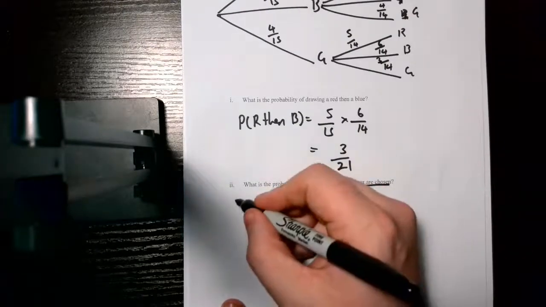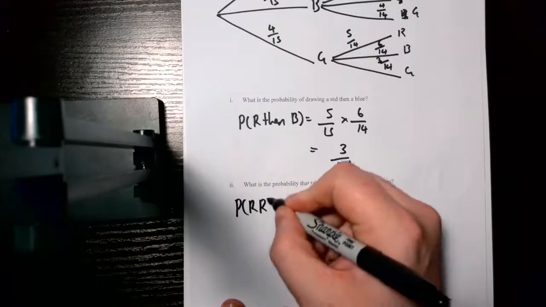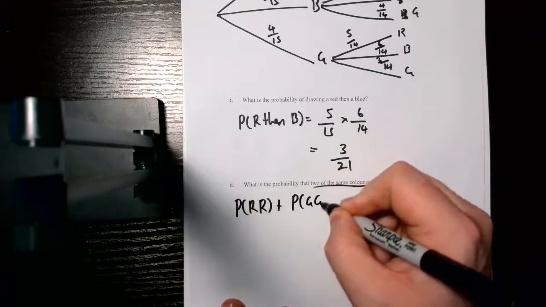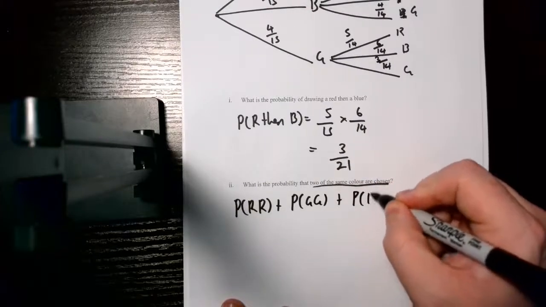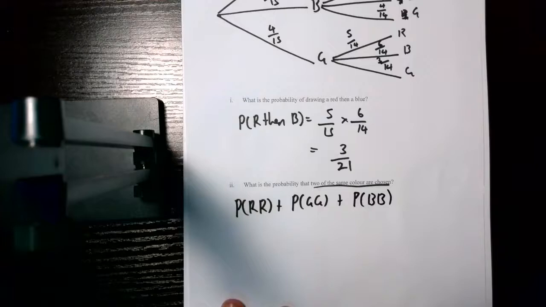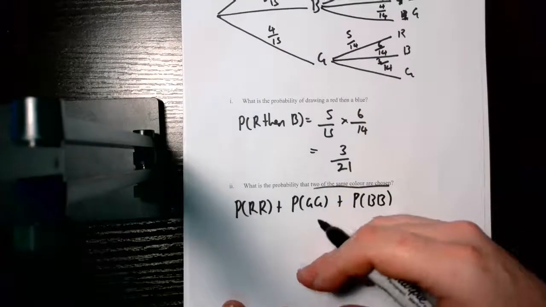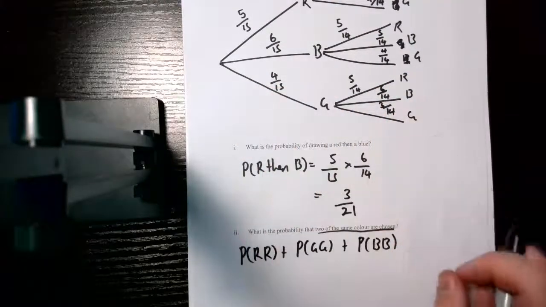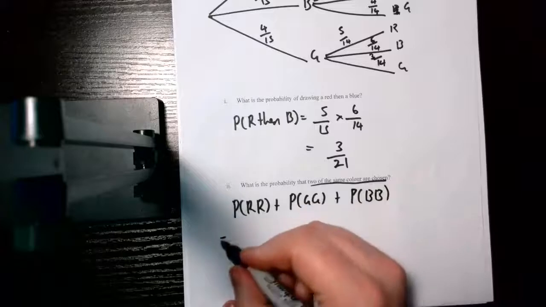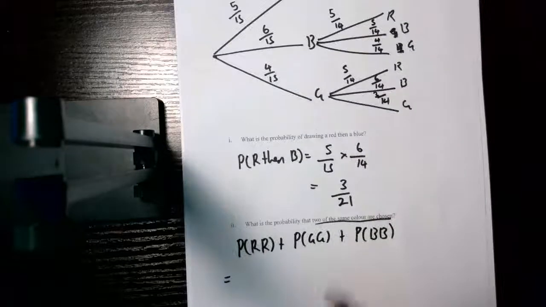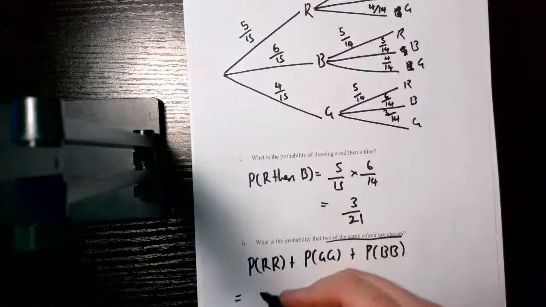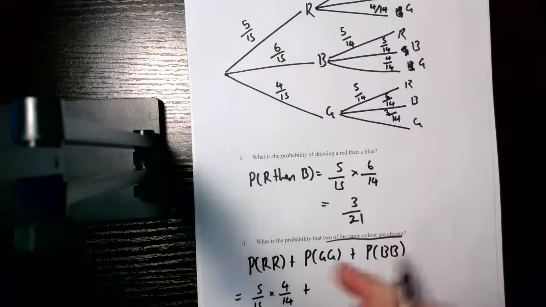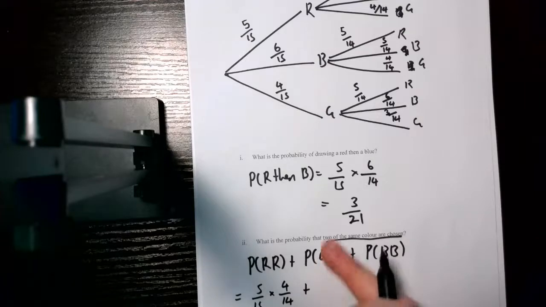The probability that 2 of the same color are chosen, this is exactly like what we did last time. That's the same as me saying probability of red, red, plus probability of green, green, plus probability of blue, blue. It's completely and totally up to you how you set this out. We add them together. So now, this is where it takes a little bit of time. We're going to do red, red, which is 5/15 multiplied by 4/14. So 5 out of 15 multiplied by 4 out of 14, plus now we'll do green, green, and we'll come back to blue, blue.